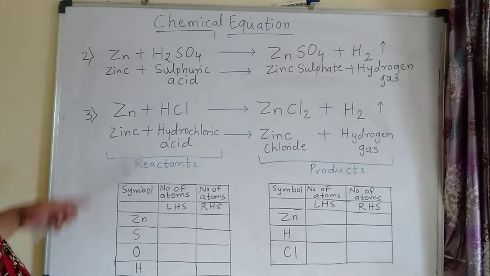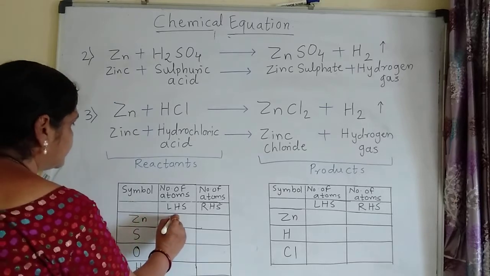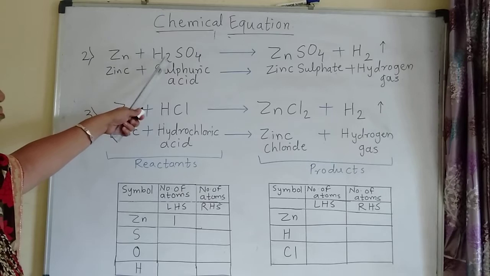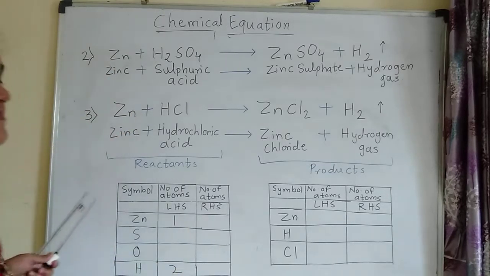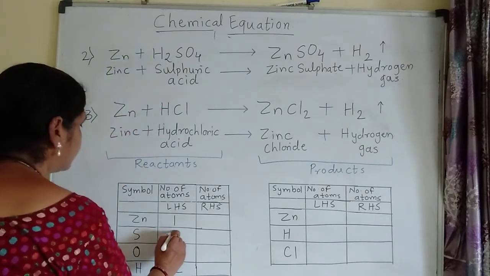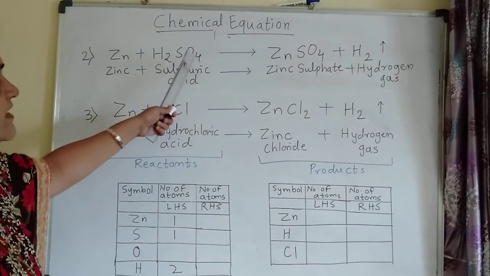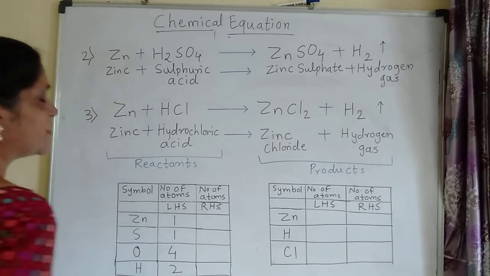So when we see zinc, only one atom is there on the left hand side. So I will write in this tabular form as 1. Then for hydrogen, H2 indicates 2 hydrogen atoms. So I will write on the left hand side 2 hydrogen atoms. Then sulfur, only 1 atom. So I will write here 1 because only 1 S you are getting. And O4 indicates that 4 oxygen atoms are there. So on the left hand side oxygen atoms are 4.